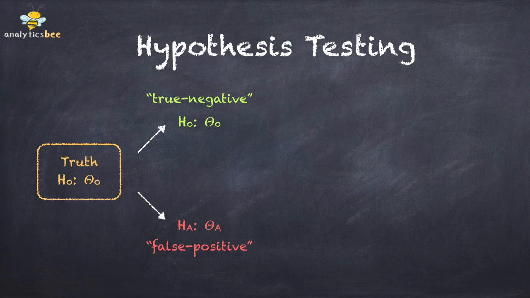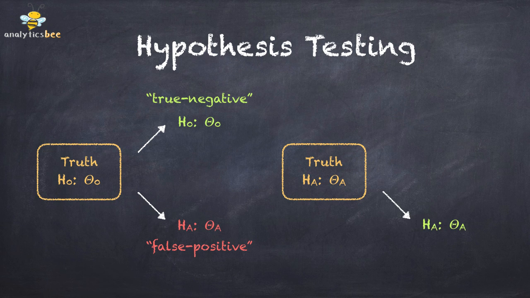Under the scenario of the alternative hypothesis being true, if we reject the null hypothesis and accept the alternative hypothesis, then the outcome is a true positive. If we do not reject the null hypothesis and accept it instead, then the outcome is considered a false negative.